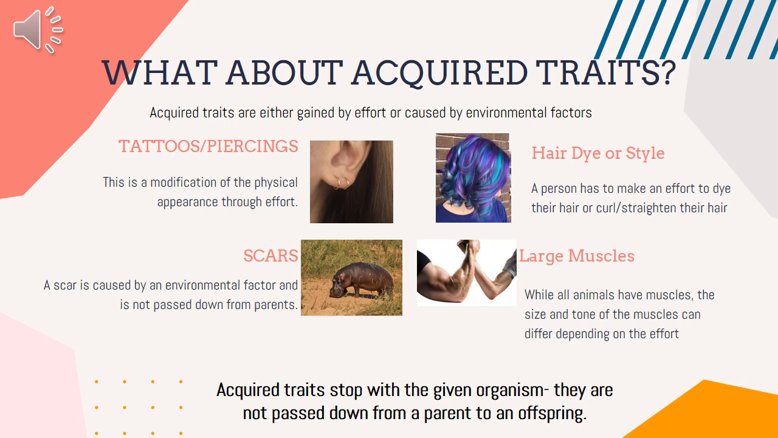The biggest thing to remember with acquired traits is that the acquired trait stops with that given organism. They are not passed down from a parent to an offspring. So even in the instance of having a scar, the offspring of the parent is not going to have that same scar whenever they're born. So acquired traits stop. There's something that the animal or person got later in life, and they will stop with that person. They won't be passed down genetically.